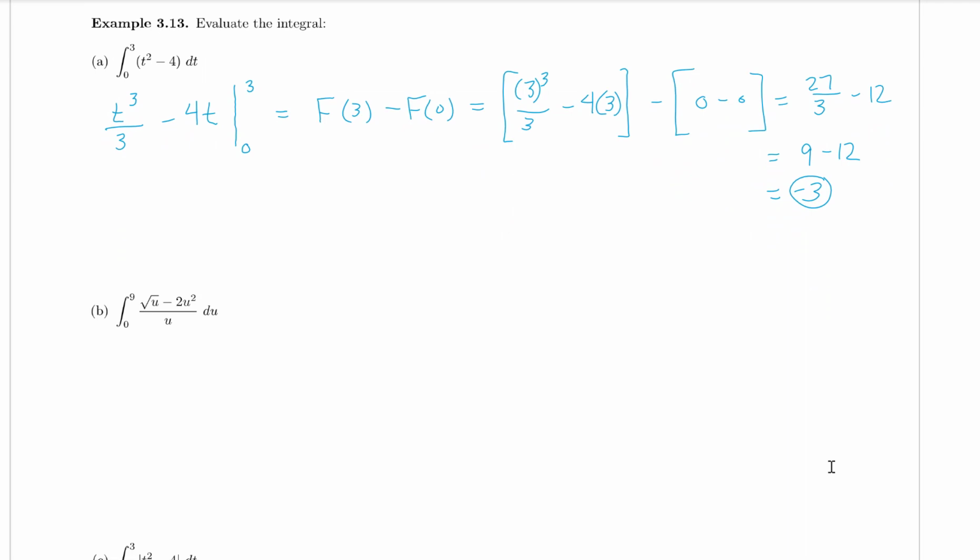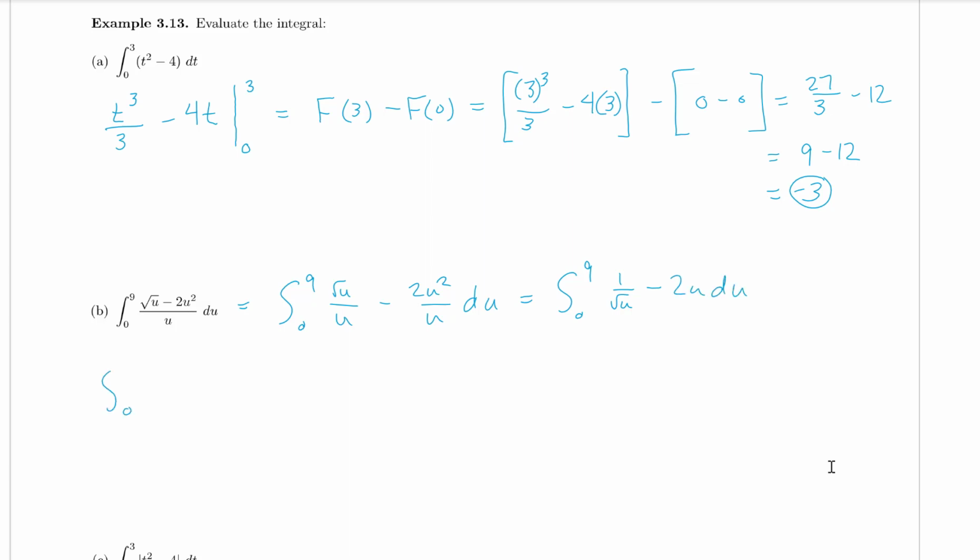So for example B, first we're going to need to rewrite this problem in a form that we can find the antiderivative of, because we can't find antiderivatives of rational functions right now because we don't know how to undo the quotient rule. So if we go ahead and split up that fraction, we can then simplify each of the independent terms. So we get 1 over square root u minus 2u du.